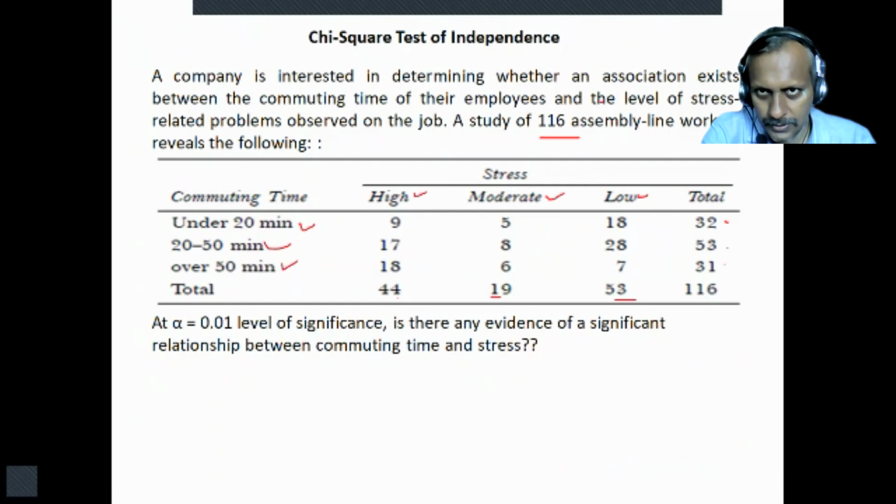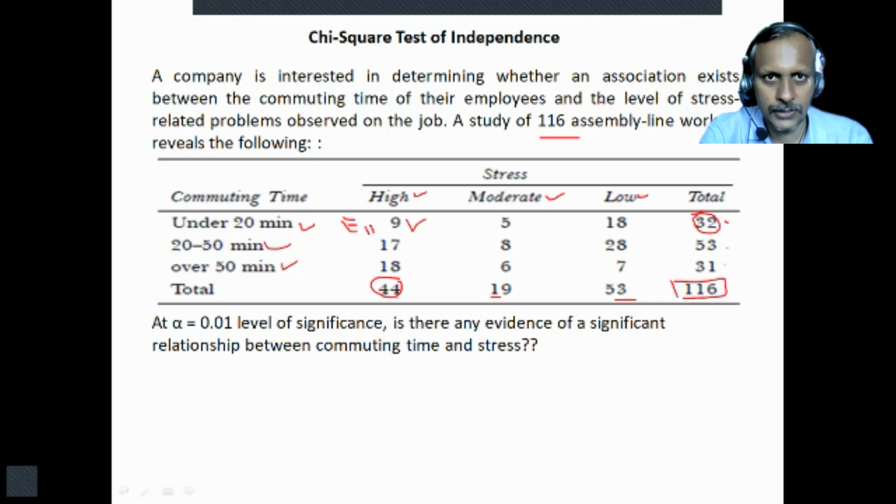So now we can ascertain here. This is our row total, which is 32, multiplied by the column total, which is 44 here, then divided by the grand total, which is 116. So for the first observation, that is E11, E row 1 and column 1, how do we calculate? Row total, that is 32, into column total divided by grand total, that is 32 into 44 divided by 116. That gives our expected value for the first quadrant, E11.